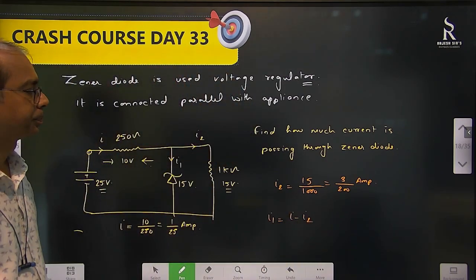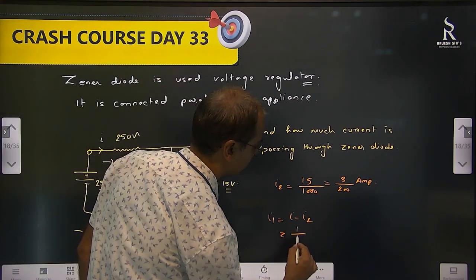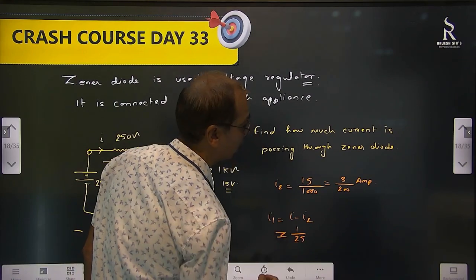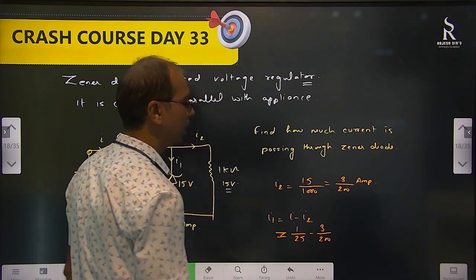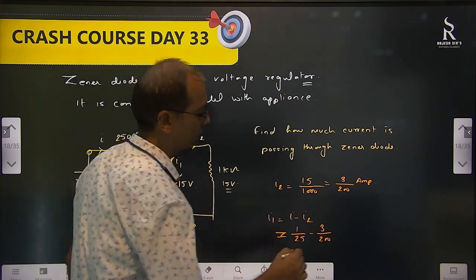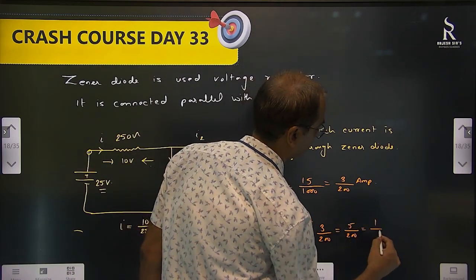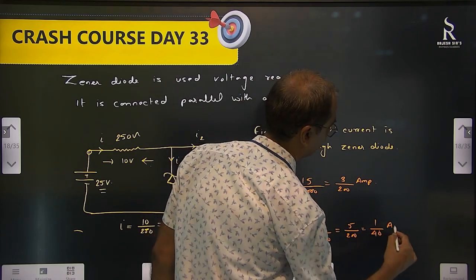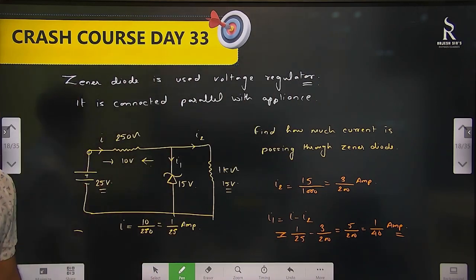Okay. So I is what? 1 by 25, and this is 3 by 200. Okay, so what are we going to get? 5 by 200. So through the Zener diode, how much current is passing? 1 by 40. Okay. This type of question will be asked from us. Alright. Then what else?